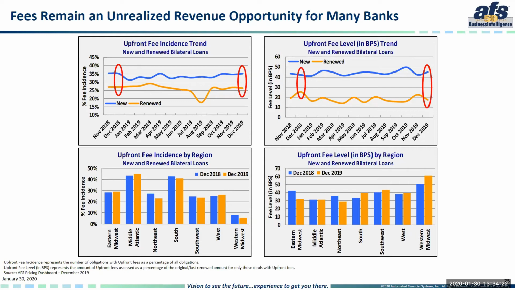As we saw with loan volume and spread pricing, the AFS pricing service enables users to examine the regional drivers of fee performance. Consistent with the prior year, the Middle Atlantic was the highest region in terms of upfront fee incidence, as shown by the bottom left chart. In this region, North Carolina and Virginia posted higher than average incidence rates. The bottom right chart shows that the Western Midwest region displayed the highest upfront fee levels. Minnesota and Missouri reported higher than average fee levels.